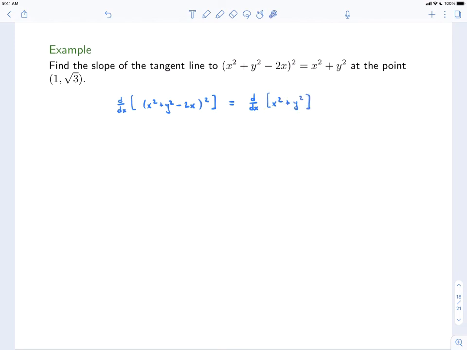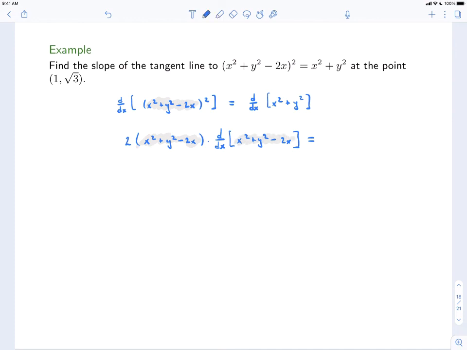Now on the left, we have something squared. So that's going to give us 2 times that thing, times the derivative of whatever that thing is, x squared plus y squared minus 2x. That's just the chain rule. Our inside function is x squared plus y squared minus 2x. So it's something raised to the 2, so you use the power rule and it becomes 2 times that thing times the derivative of that thing.